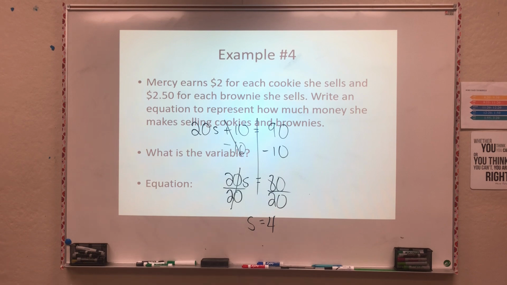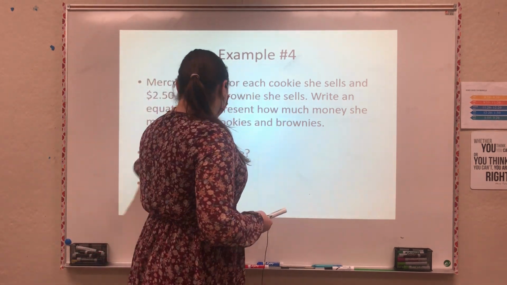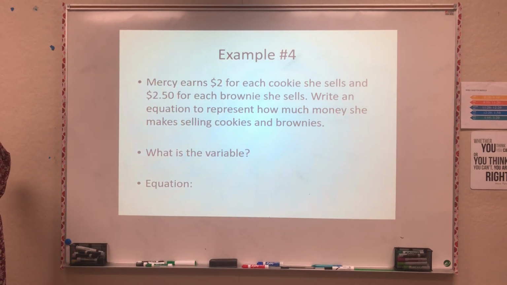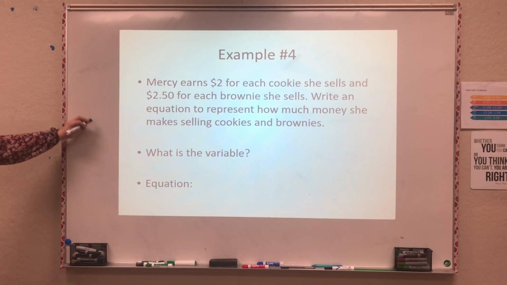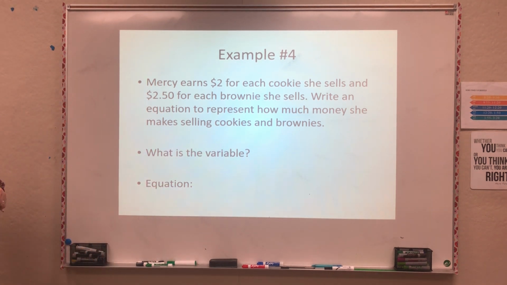There's one last example. You guys have gotten very good with these word problems. So this last one here, we've got Mercy earns $2 for each cookie she sells and $2.50 for each brownie she sells. Write an equation to represent how much money she makes selling cookies and brownies. So when I go to write my equation, I'm giving you a clue. There's going to be variables in it. What's one variable in this situation?